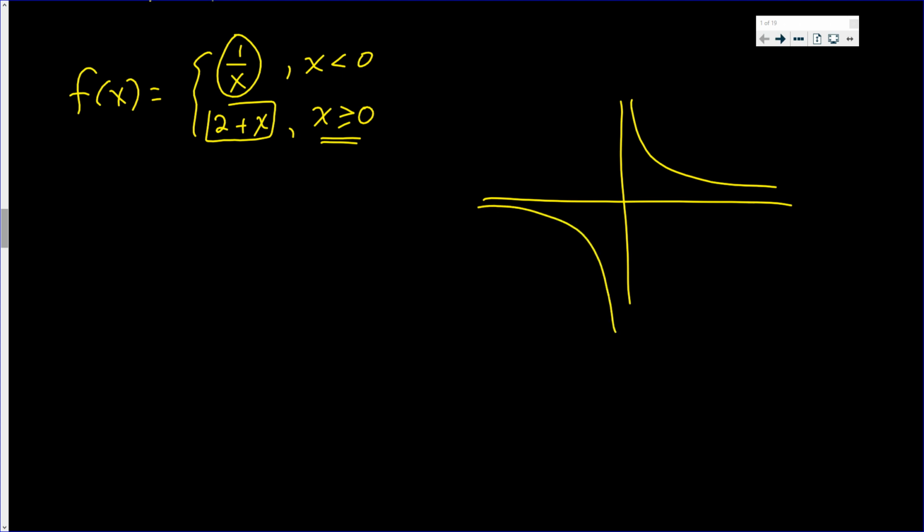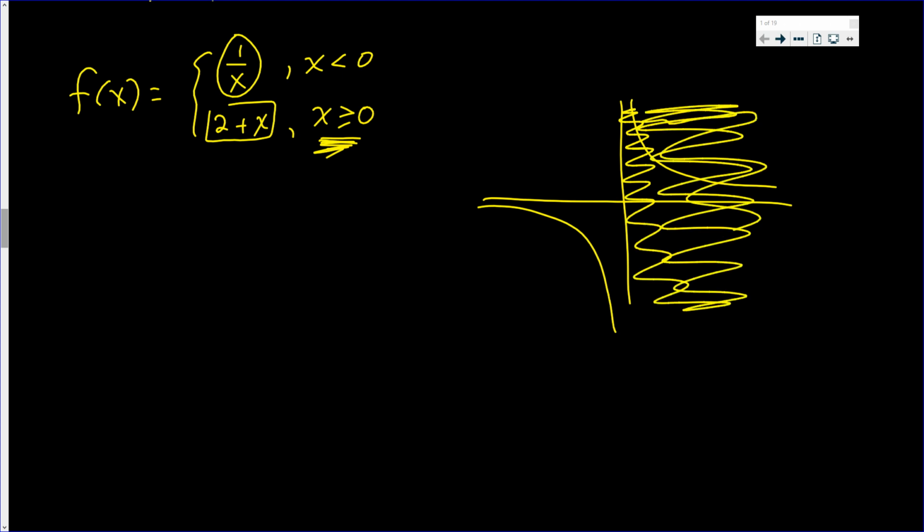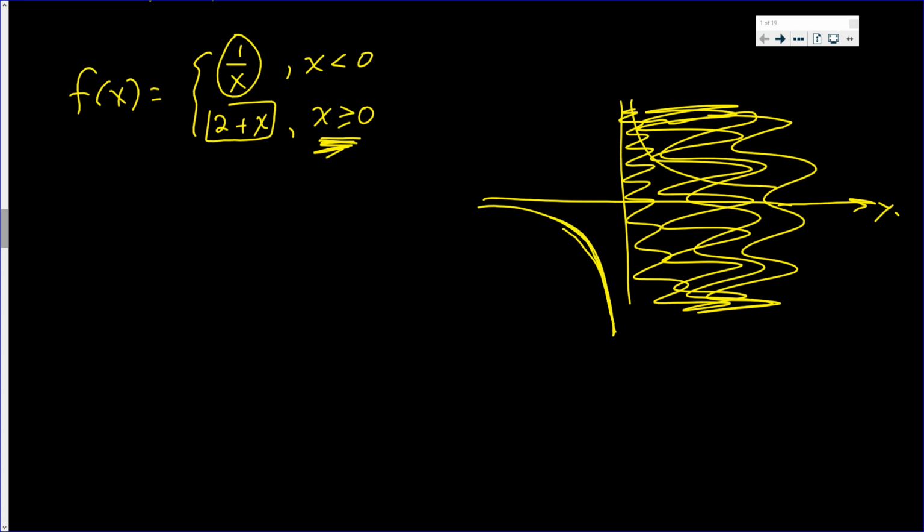Okay, but we don't care about when x is 0 or above. So I don't care about what happens here. Here x is 0 or above. I only care about less than 0. And, you know, I can graph this without lifting my pen. Goes to the right forever and ever. It keeps getting closer to the axis. x can get closer and closer to 0.